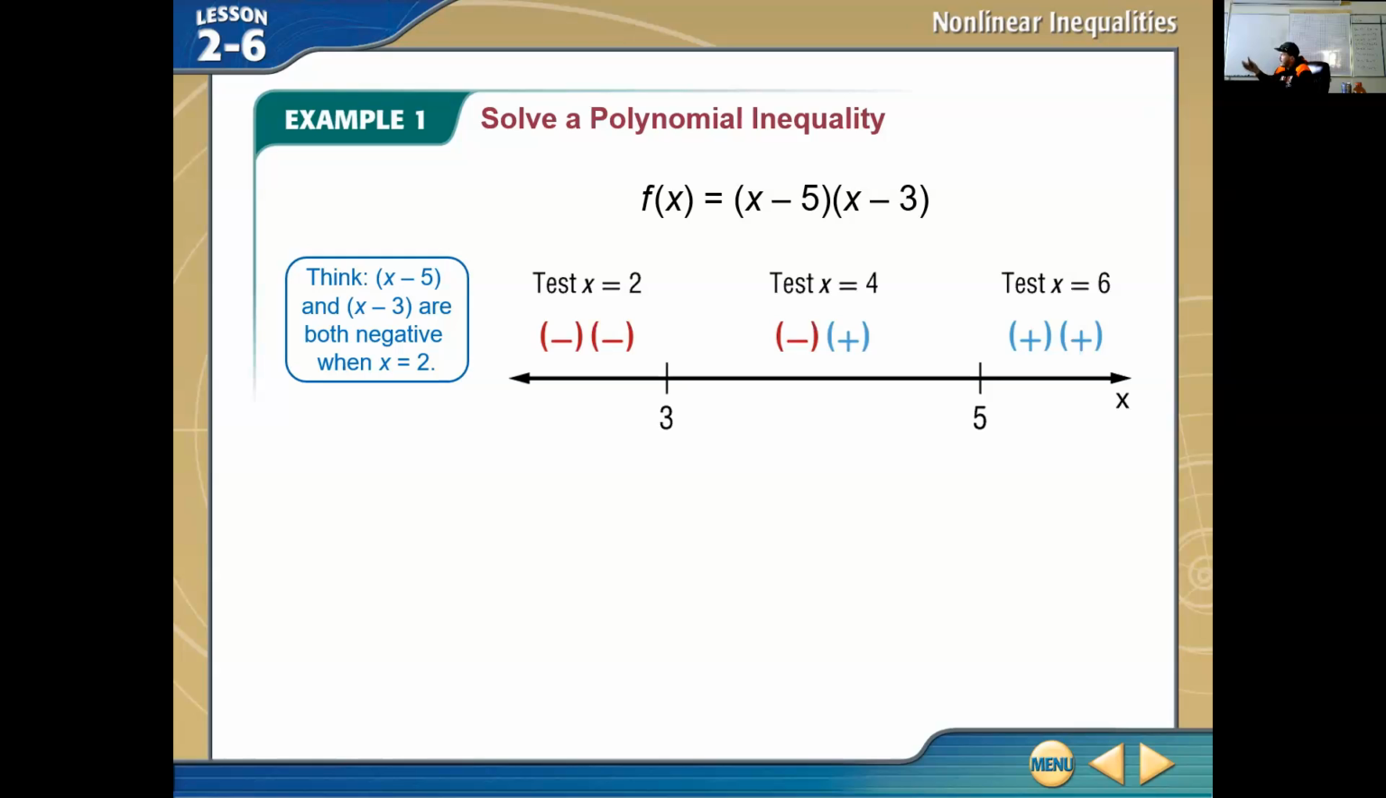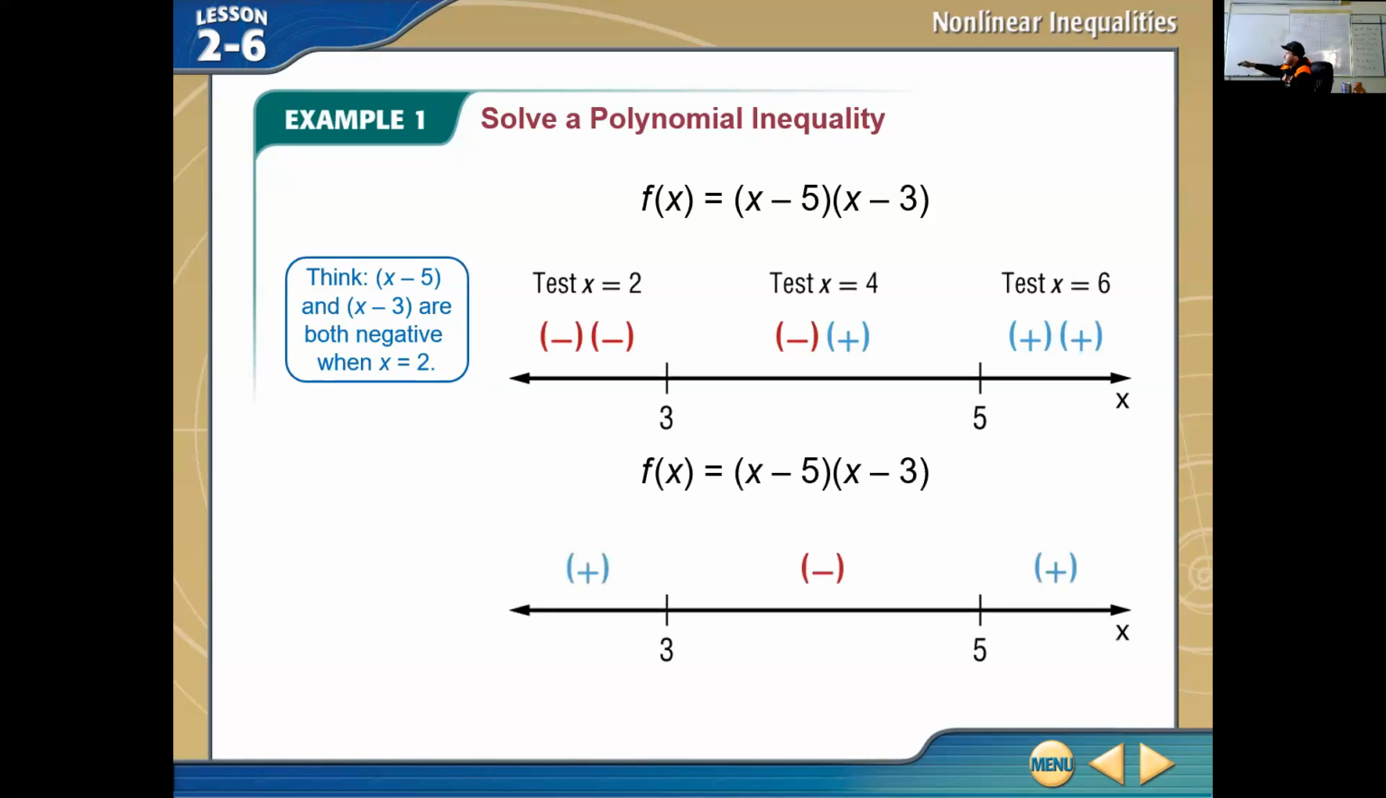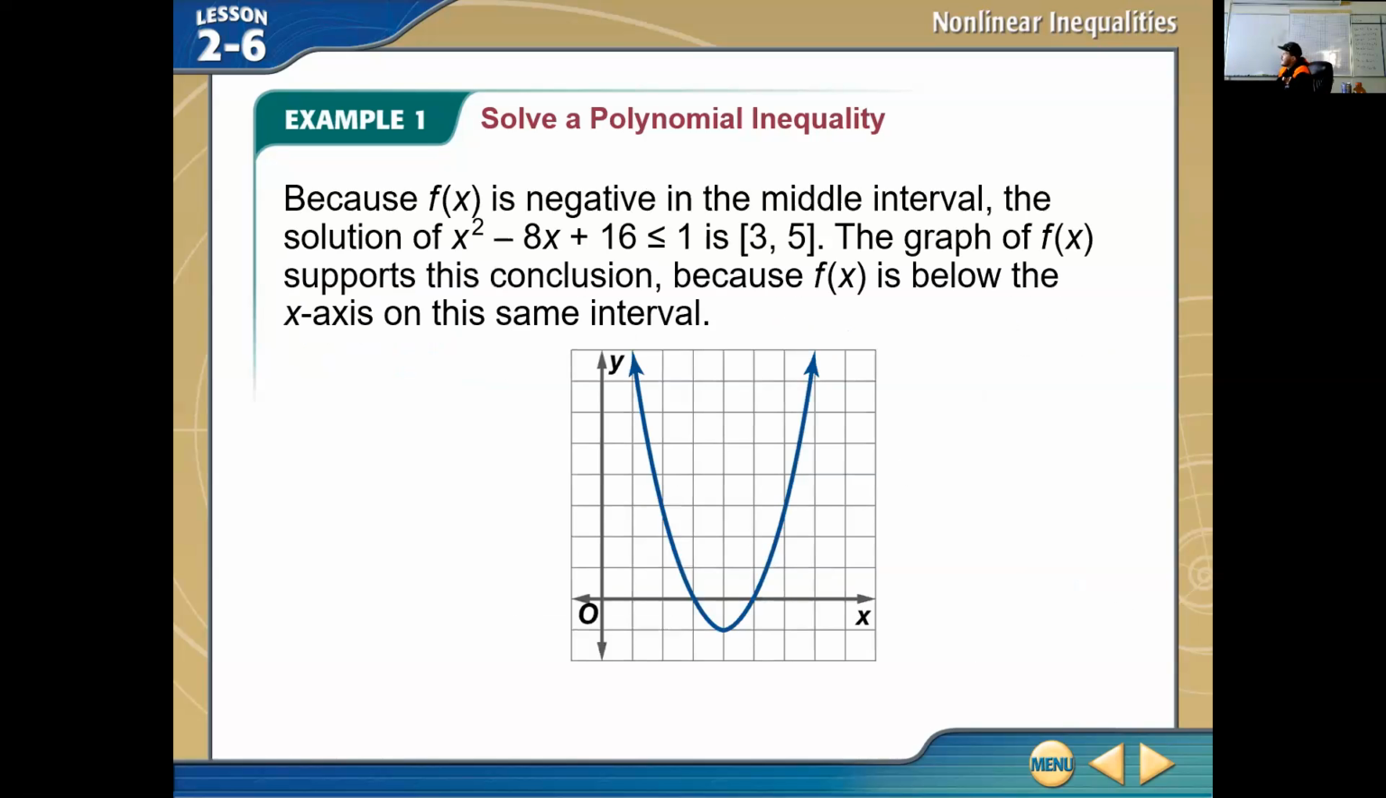And they just break it down negative, negative that way. I actually multiplied it out. It's because when you plugged in a 2, you got a -3 and you got a -1. When you plugged in 4, you got a -1 and a +1. So that's the negative, negative, negative, positive, positive, positive. When you multiply those, you end up with a positive answer, a negative answer, and a positive answer. Just like that. So because f of x is negative in the middle interval, the solution occurs between 3 and 5.